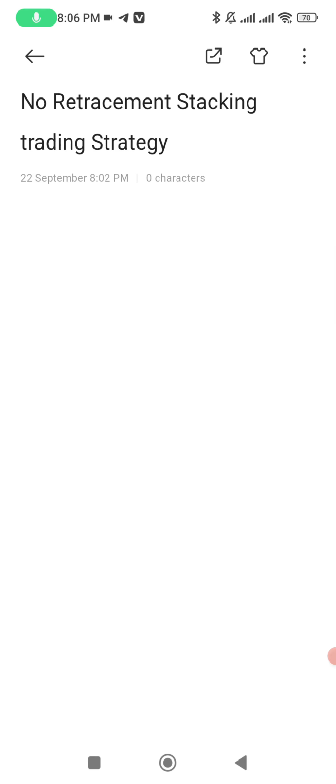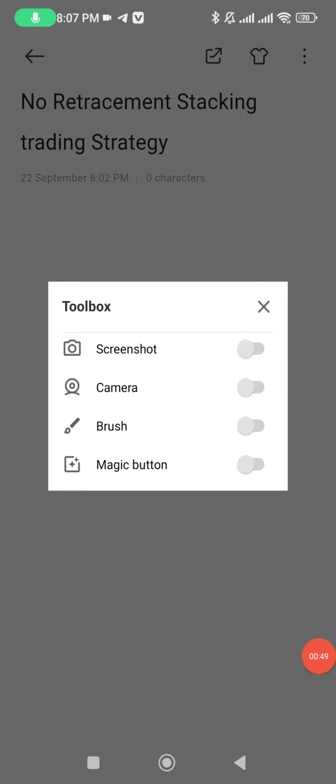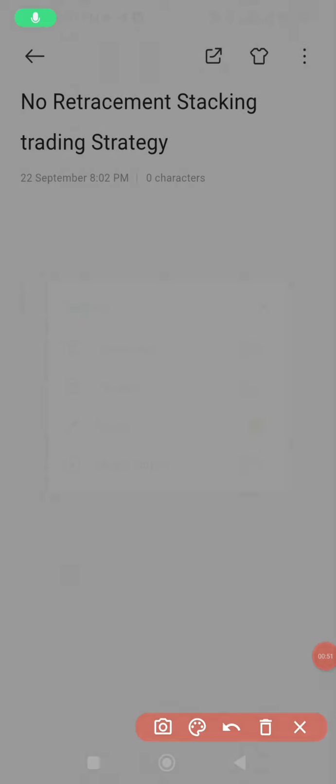Okay, in today's video, the topic we shall be treating is the no retracement stacking trading strategy. Before I go to the practical part, we are going to discuss the theoretical part of this so that it will be more understandable. Here I'll start with an illustration of what stacking is.